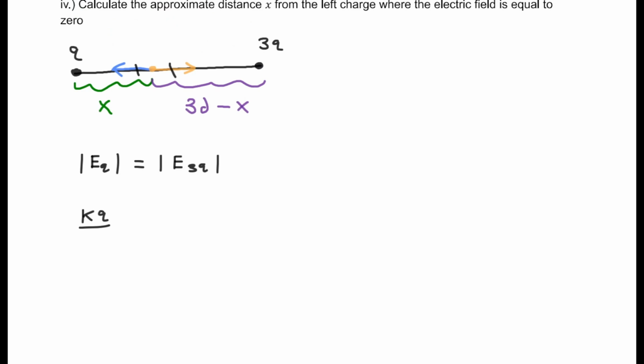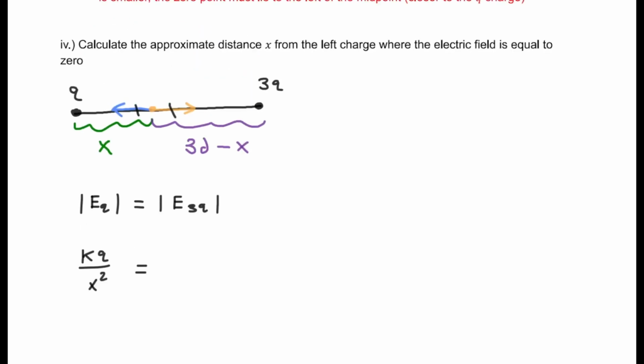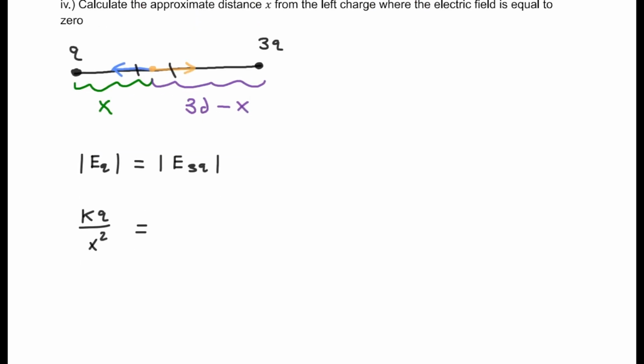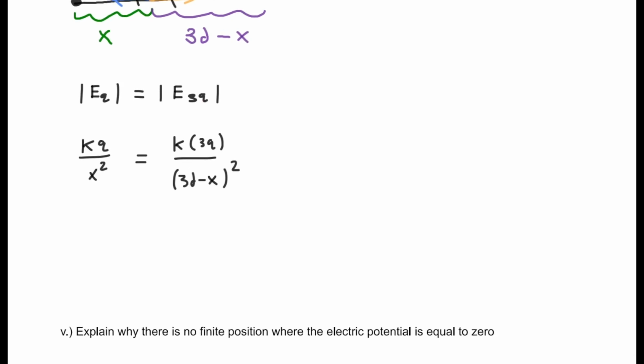This time the q is located at this special distance x, and the 3q is located at the special distance 3d minus x. Because again, if we used up x of the 3d, then that means we have 3d minus x left that could go to that. Now some things cancel out, so we'd get 1 over x squared is equal to 3 over (3d minus x) squared.